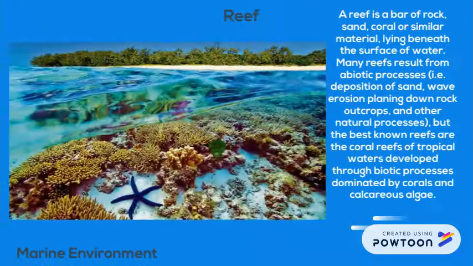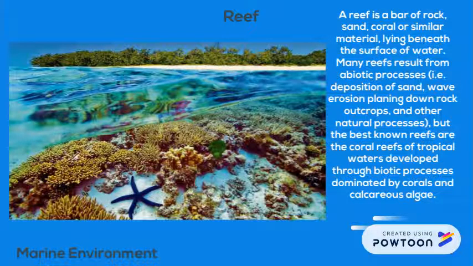A reef is a bar of rock, sand, coral, or similar material lying beneath the surface of water. Many reefs result from abiotic processes such as deposition of sand, wave erosion planing down rock outcrops, and other natural processes. But the best known reefs are the coral reefs of tropical waters, developed through biotic processes dominated by corals.